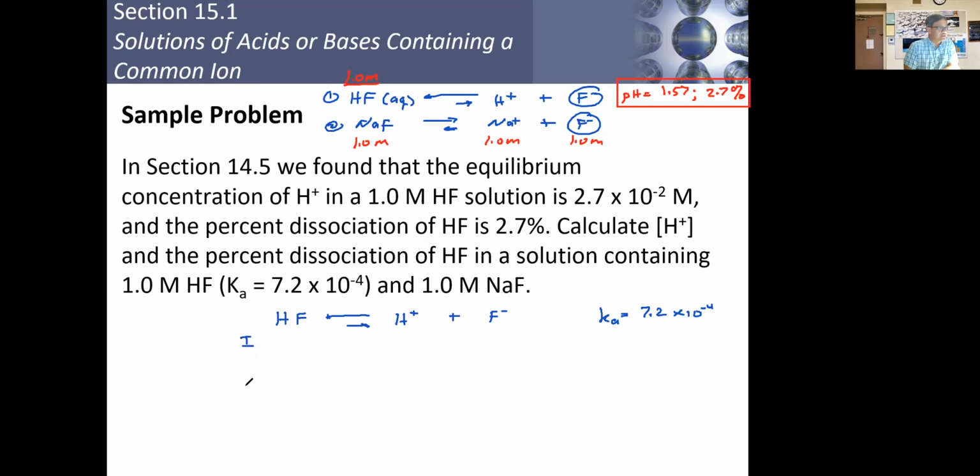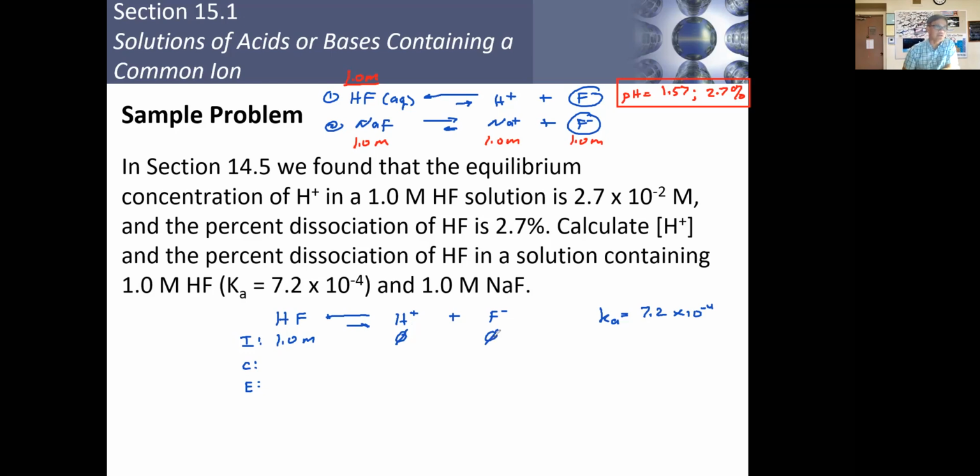This is where things change. When we did this in the previous chapter, we said that we had a 1 molar solution of hydrofluoric acid, and we still do. At the very beginning, we have no hydrogen ions because the dissociation hasn't occurred yet. And there are no fluoride ions either, because this dissociation has not occurred yet, so we would not have any of the fluoride ions.